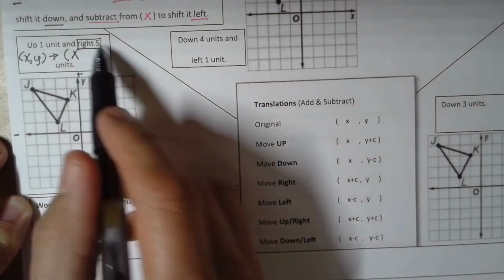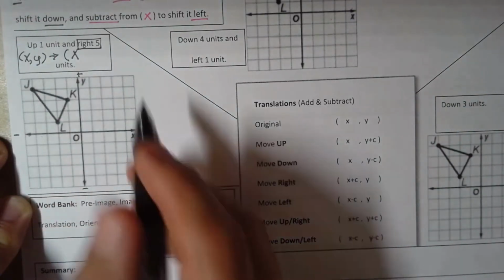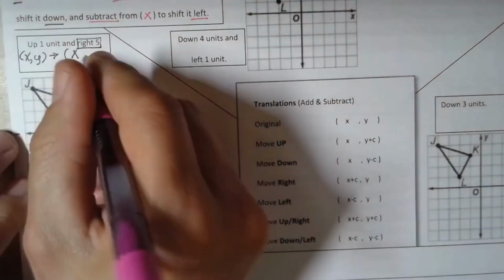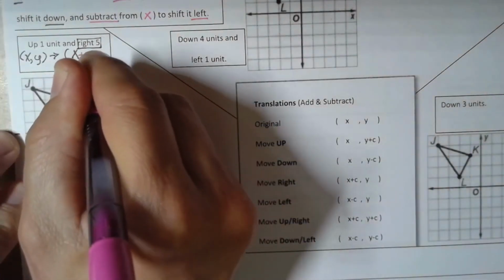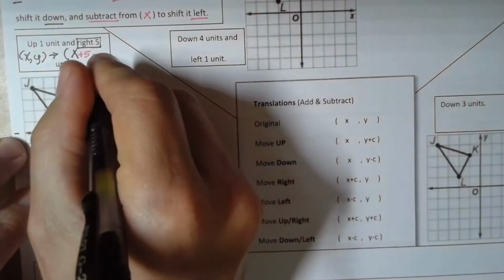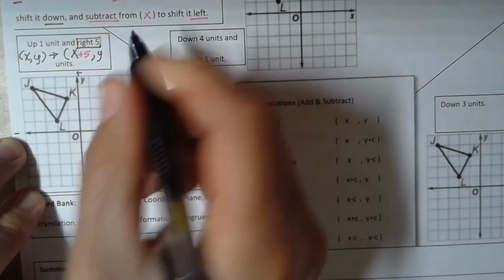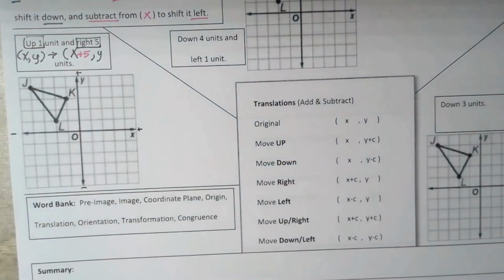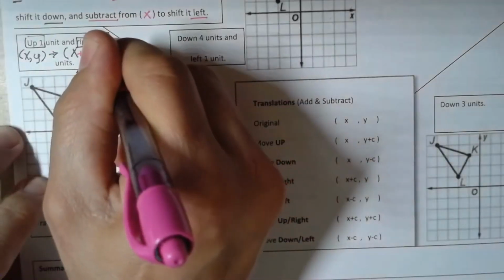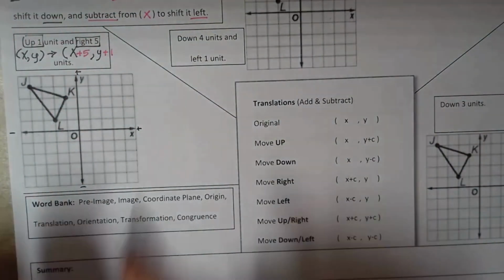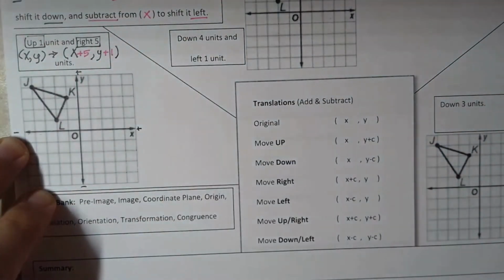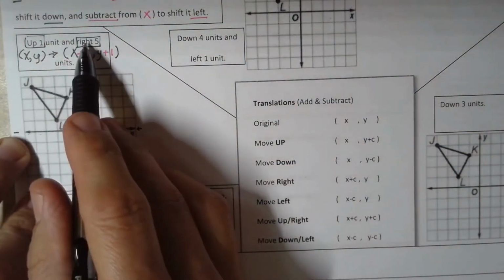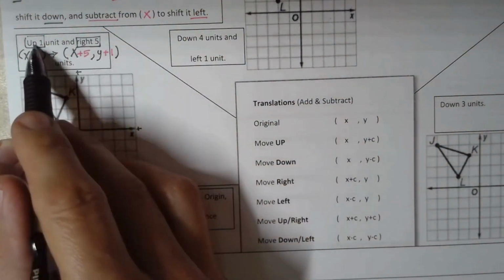So kind of keep that in mind, and that'll help you know if you add or subtract. So since we're going to be going right 5, we're moving this way towards a positive sign. So we're going to actually say x plus 5, comma, and then we have a y. Well, what are we going to do with the y? Well, here it says we're going to go up 1 unit. So that means we're going to add 1 unit. And we have written our rule. x plus 5 means right 5. y plus 1 means up 1.